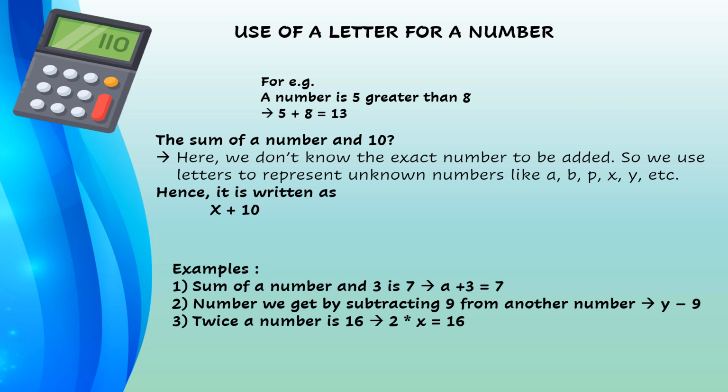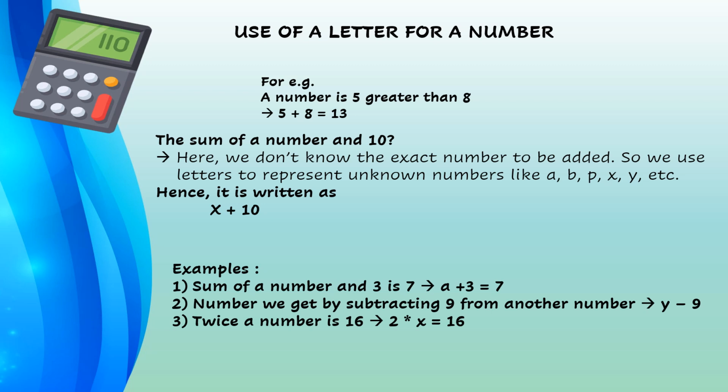For example, a number is 5 greater than 8. We don't know what the number is, but when we add 8 plus 5, we get that number. So that number is x. But here we already know that 5 plus 8 is 13.